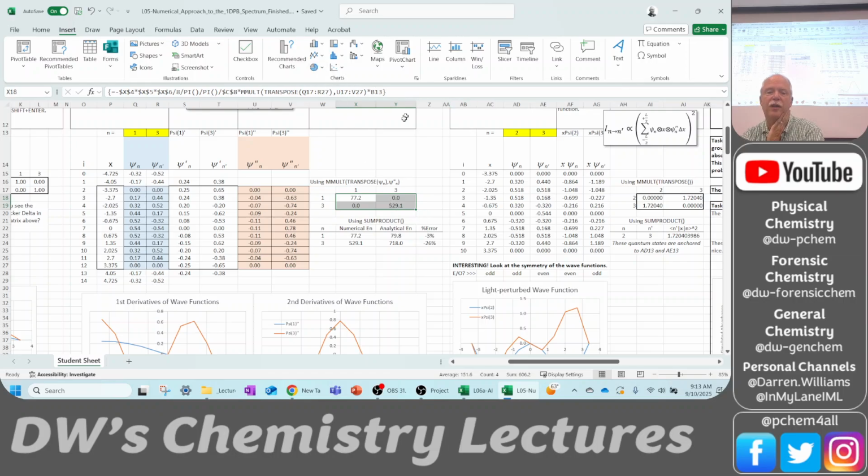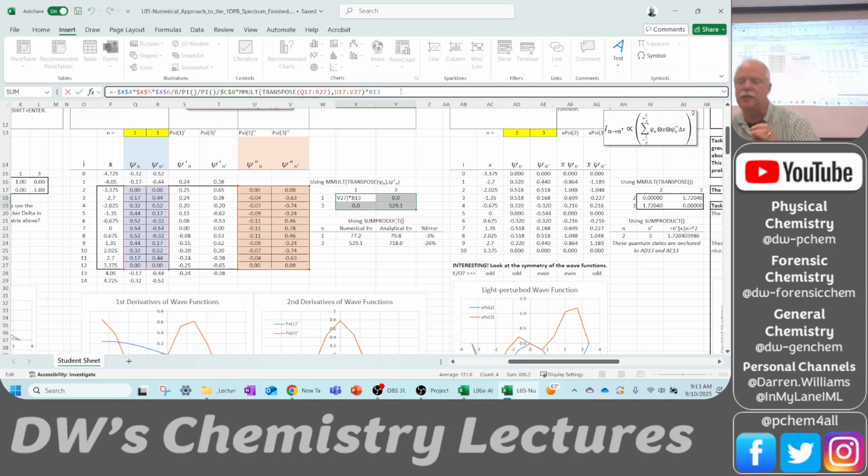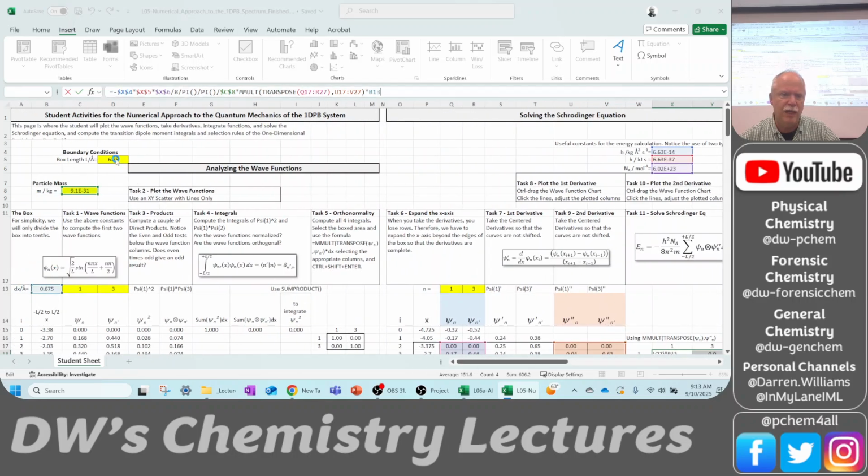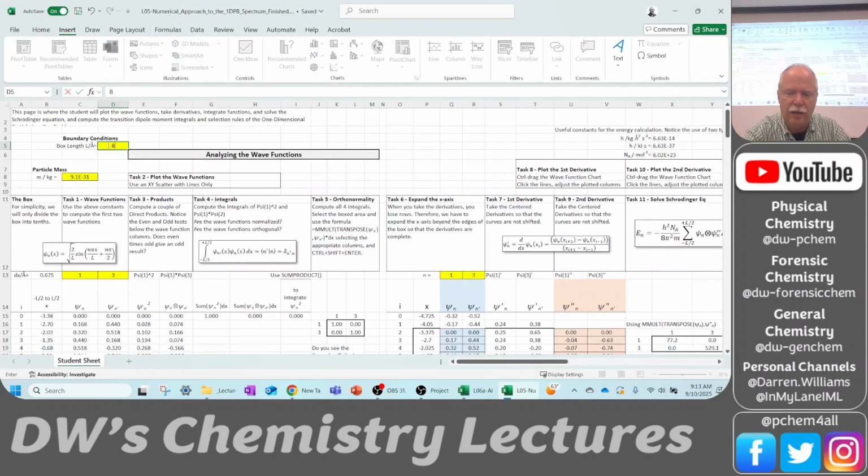Now let me show you. So if I've got the matrix area selected here, and I click up here, you can see it's only inside the box. So here's the center of the box, so negative L/2. Let me just make L something easy. Let's make it 8. Okay, so that's our new box length.